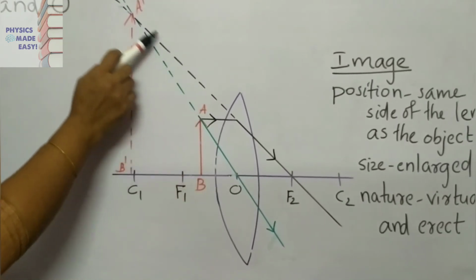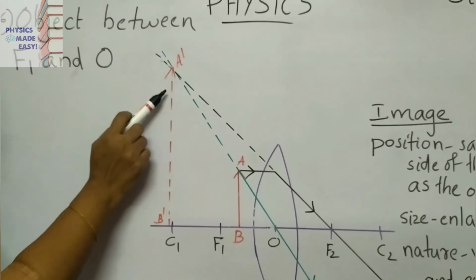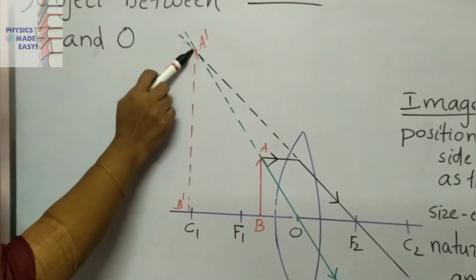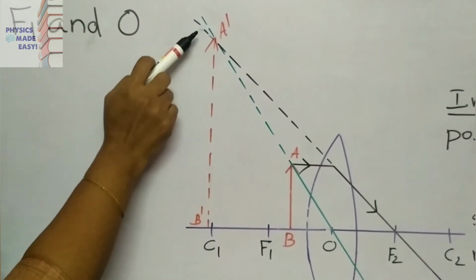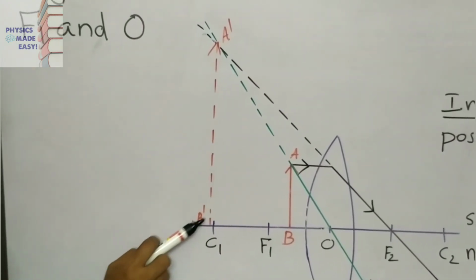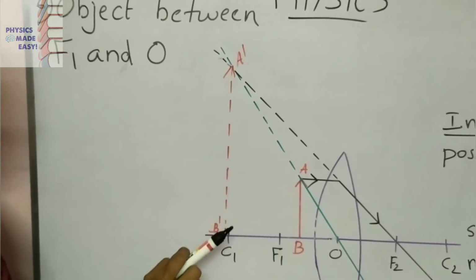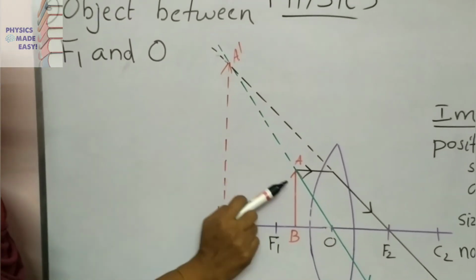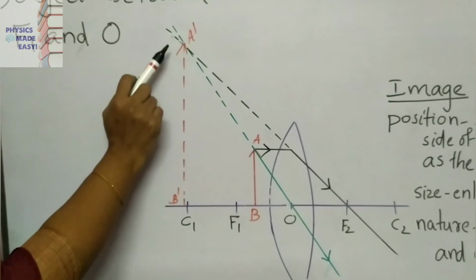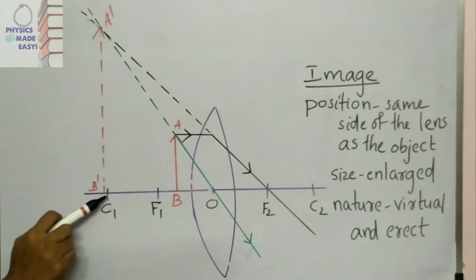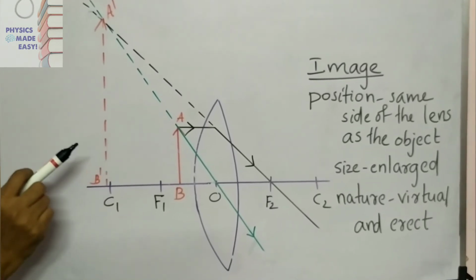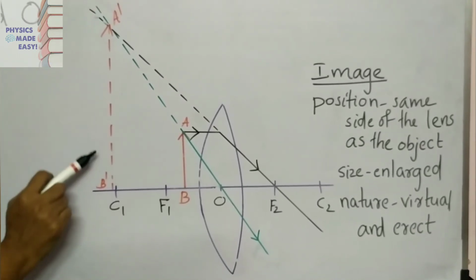If I am extending these rays back, here you can see that diagram. You can see here we are getting that image. Okay children, A dash B dash is the image of object AB. If you are comparing the size of this object and image, you can say here we are getting an enlarged image. But what about the nature of that image? Here it is virtual and erect.